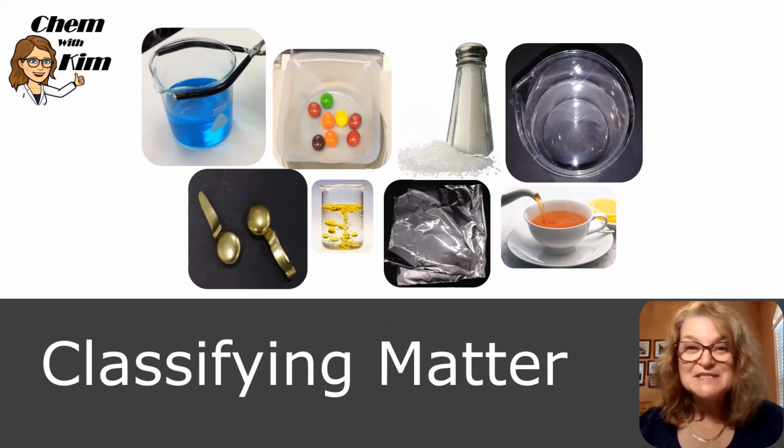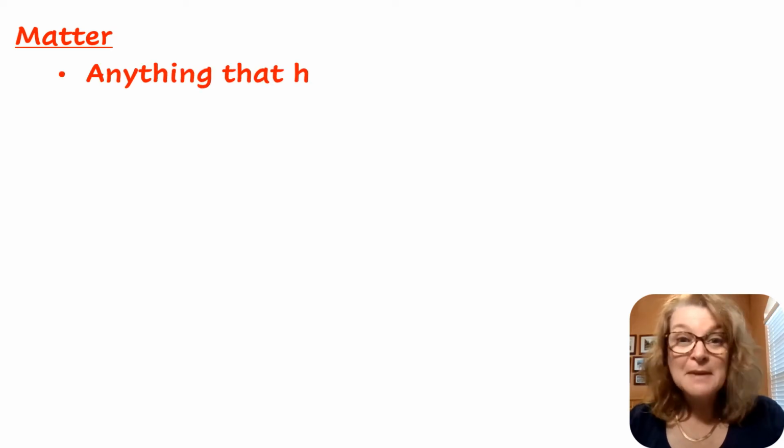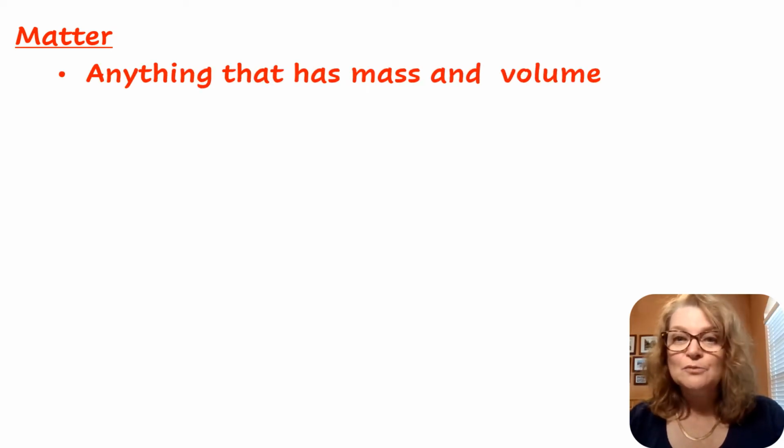Today's topic is classifying matter. So grab a paper, pencil, and periodic table, and we'll get started. Before we can classify matter, we need to know its definition. And matter is anything that has mass and volume, or another way to say volume is it takes up space.